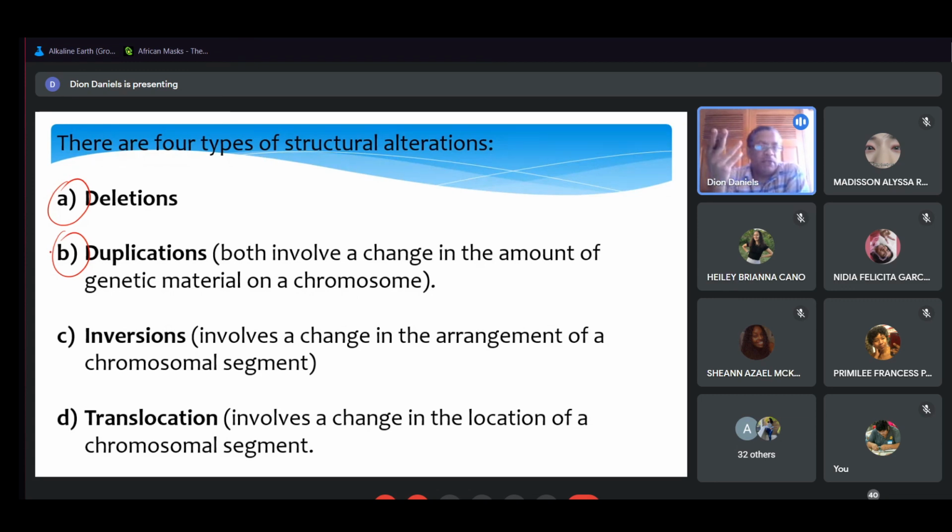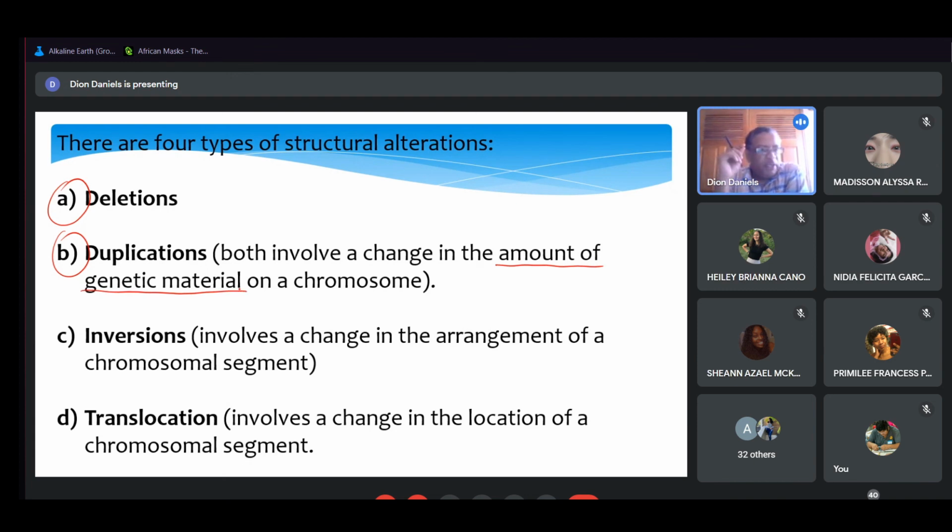So deletions and duplication will result in a change in the amount of the genetic material. That is referred to as the C value. So the C value refers to the amount of genetic material in a genome. When you have deletions, the C value is affected. When you have duplication, the C value is affected. All right? Referring to the amount of genetic material that is changed in deletions or duplications.